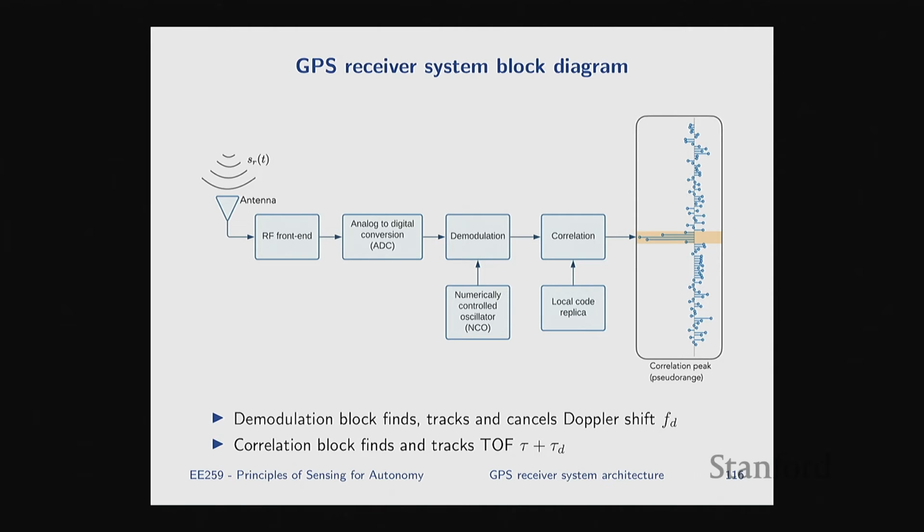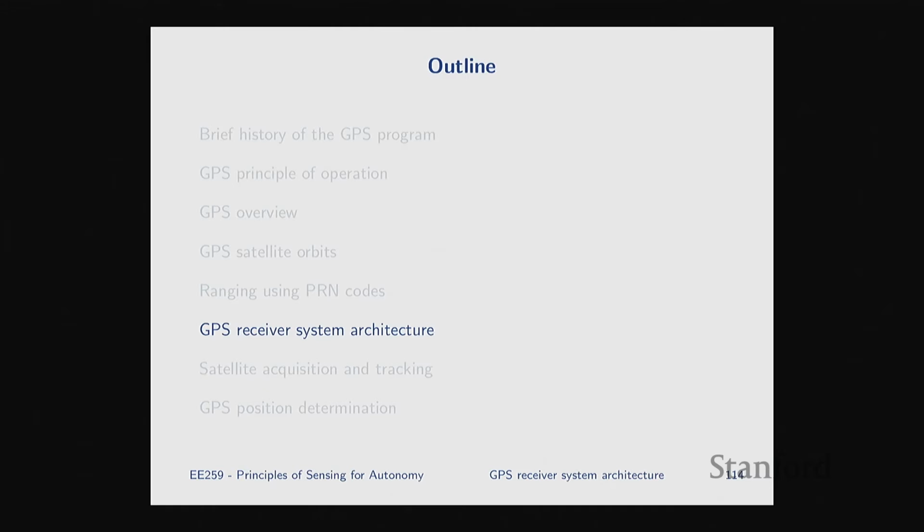Now I still haven't told you how we make these two conditions satisfied, right? So when you cold start your receiver, how do you estimate Doppler? And how do you make f hat equal to fd? And how do you set your tau hat equal to tau d? It's actually pretty straightforward. So that's this idea of acquisition and tracking.